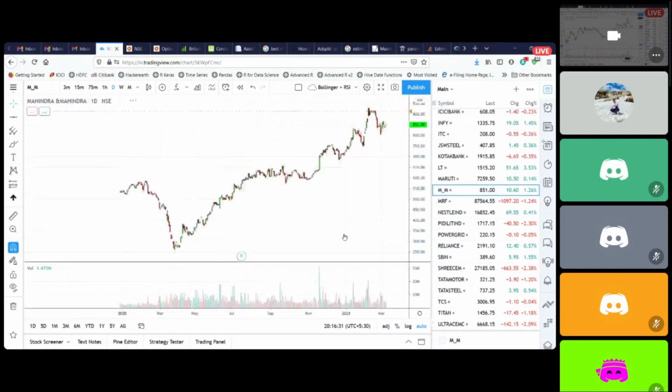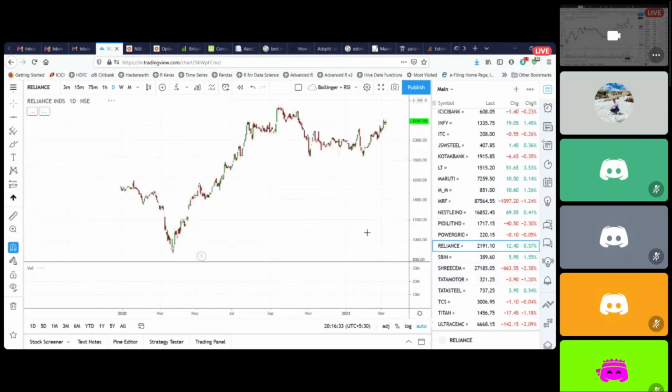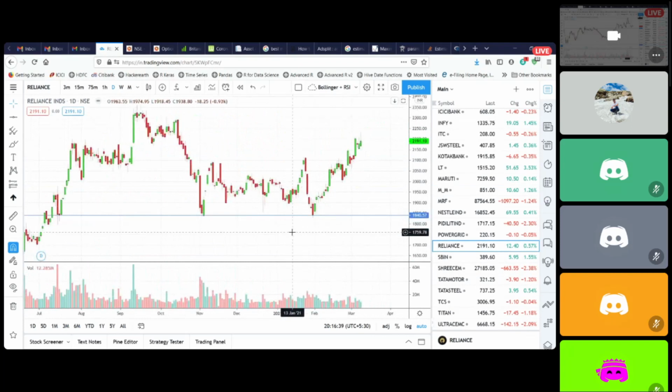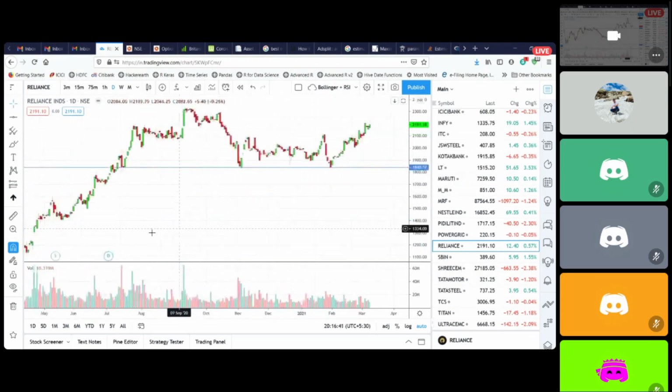Just one thing in Reliance, like there was around, let's say this 2000, between July and September, there was a low and then it broke that. So yeah, see, this August? Yeah, it then broke it in November. So will you exit it?